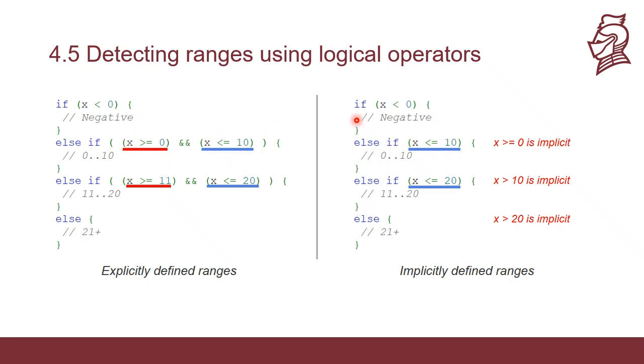But look over here, we can say if x is less than 0, then it's negative. Else if x is less than or equal to 10. So the fact that it's greater than or equal to 0 is implicit in the way that the code is structured, because we tested that first. So the order matters here. Here you need to have it in a logical order, but because you're explicitly defining the ranges, the order isn't as important.